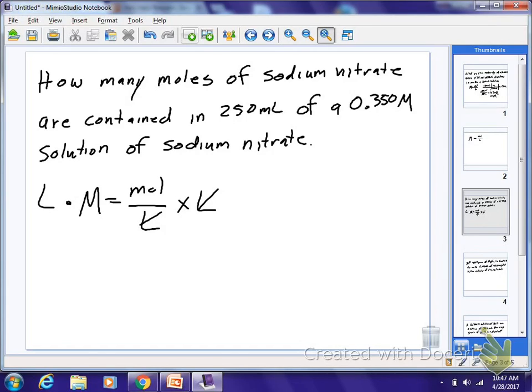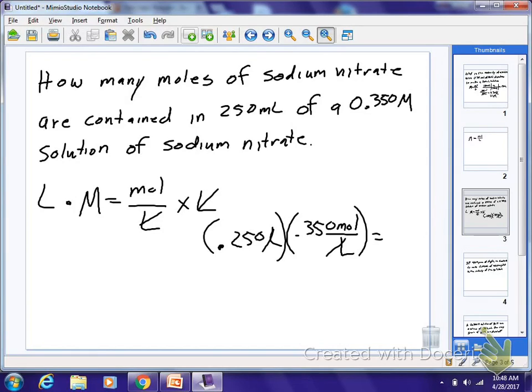So the answer for the first one is 0.088. Is that right? 87. Okay. So all you do is you take the 0.250 liters and you multiply by the molarity. Now, I'm not going to write capital M because I want to see the units divide out. So I'm going to put 0.350 moles over liters. Now I can see liters cancel because one divides into the other, and they end up with moles. Your units will never lie to you when you plug them in.